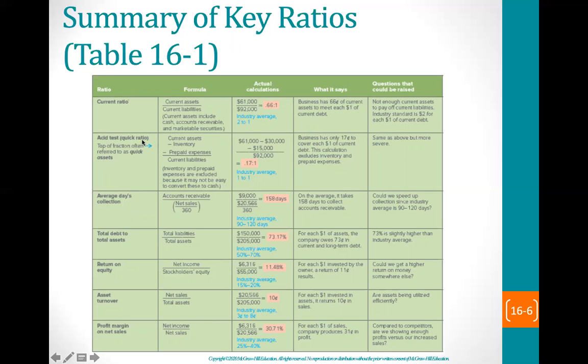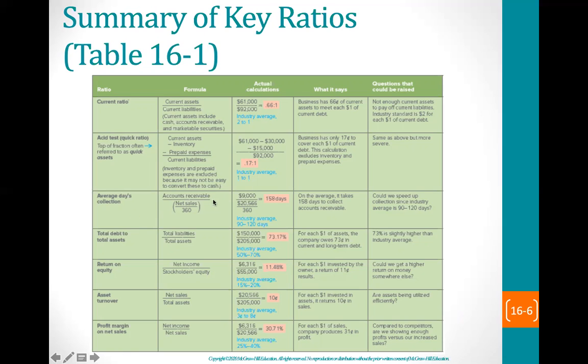The acid test or quick ratio is similar to the current ratio, except the top part of the fraction is current assets minus inventory minus prepaid expenses divided by current liabilities. We're talking about quick assets here, things that can be quickly and easily converted to cash. So in our example, it takes the total current assets, subtracts out the inventory and prepaid expenses, and divides by the same base, and you see that it's now 0.17. The ratio is even worse than it was when we looked at the current ratio. The business has only 17 cents to cover each dollar of current debt.